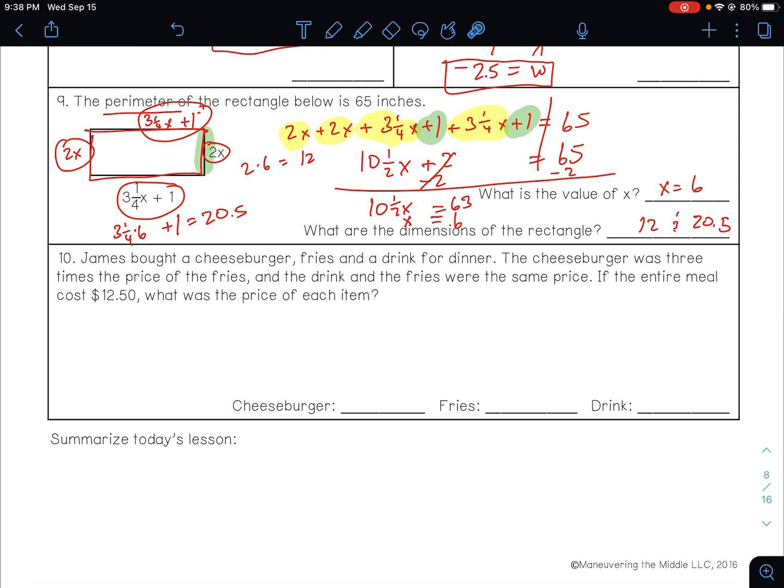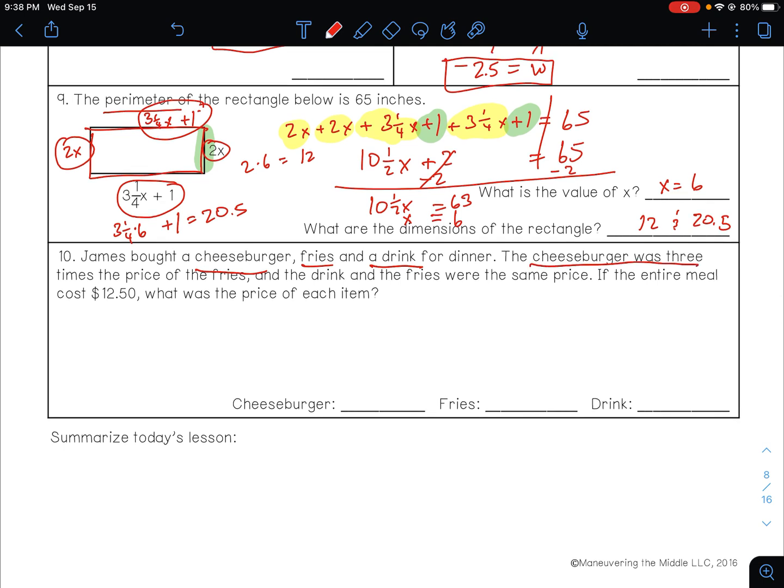Last problem. James bought a cheeseburger, fries, and a drink for dinner. The cheeseburger was 3 times the price of the fries, and the drink and the fries were the same price. If the entire meal cost $12.50, what was the price of each item? So let's think about this. Cheeseburger, fries, and a drink for dinner. Cheeseburger was 3 times the price of the fries, and the drink and the fries cost the same price. What is the entire meal if it costs $12.50?